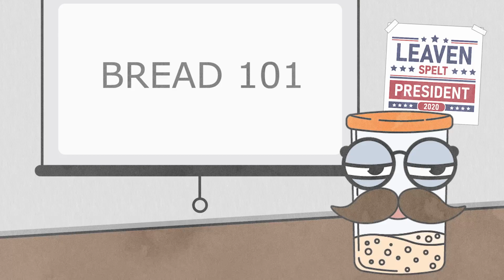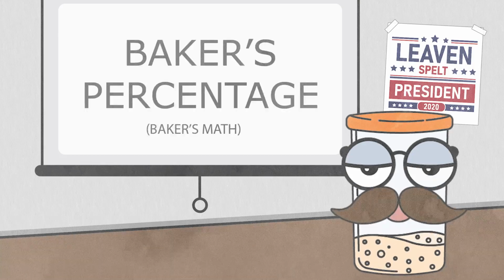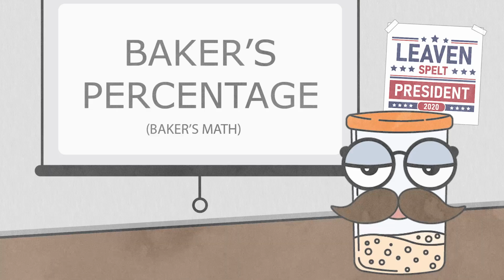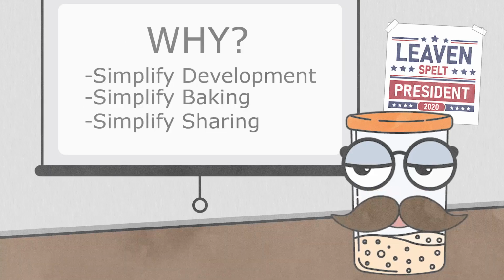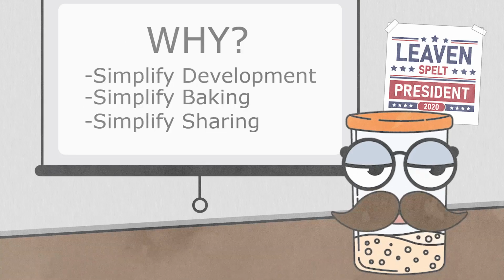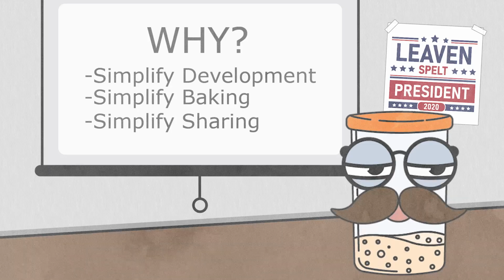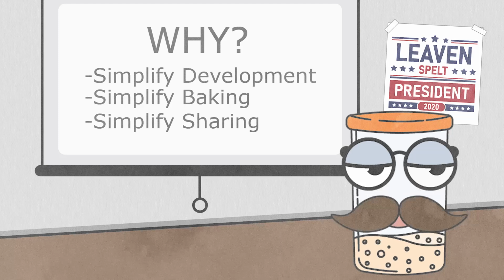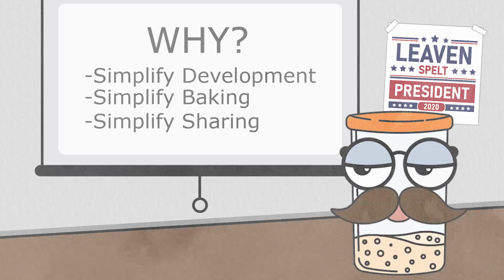Alright, we'll begin. Today we are talking about Baker's percentage, also commonly called Baker's math. This is a rather ingenious yet simple way to formulate and share a recipe for others to easily adapt and execute. Or if you prefer, the recipe is like totes better this way.